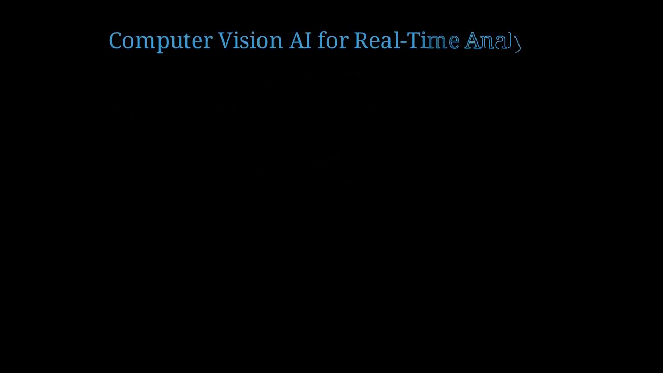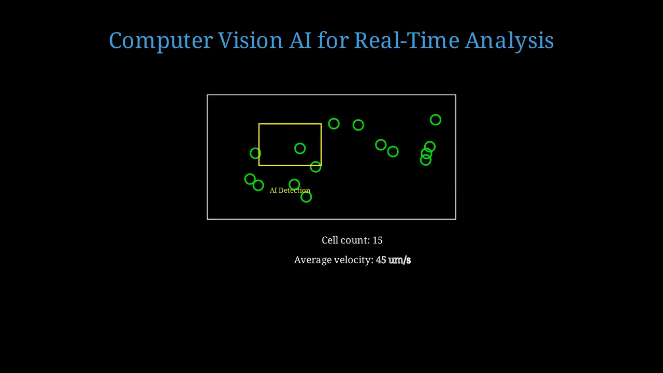Another powerful AI tool is computer vision for real-time analysis of microfluidic experiments. Traditional analysis requires manual observation and measurement, which is slow and subjective. Computer vision can track individual cells or droplets in real time, measuring their size, velocity, and trajectory. Convolutional neural networks, trained on thousands of images, can identify and classify objects with superhuman accuracy.